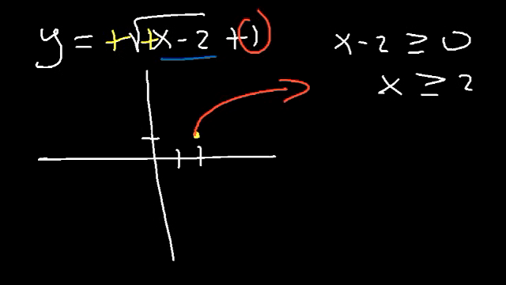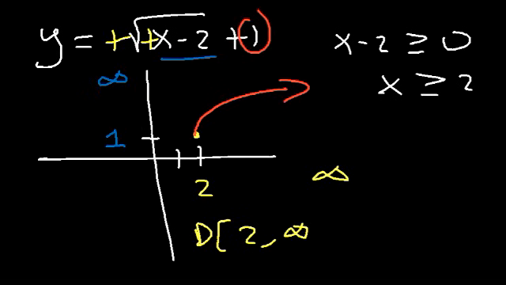We can see that the lowest x value is 2 and the highest is infinity. The lowest y value is 1 and the highest is infinity. So therefore the domain is from 2 to infinity and it includes 2. The range is 1 to infinity and it includes 1.